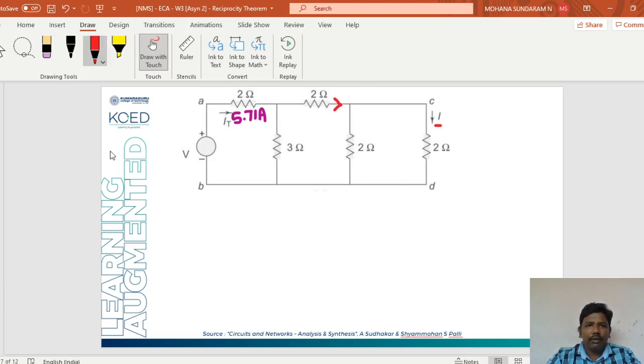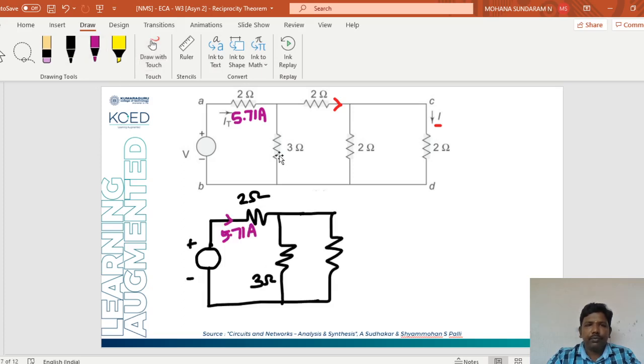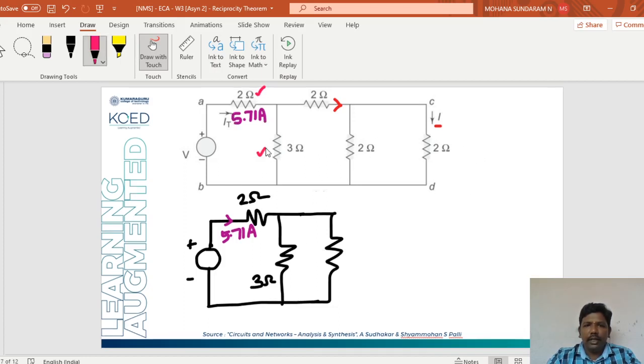How? Just see how I'm going to represent this. So I'm just representing the circuit like this. So that means I'm going to keep as such all these resistances, and then I'm going to combine these three. How to combine? You combine these two. These two are parallel. So 2 and 2 parallel means it will be 1 ohm, and that 1 ohm and 2 ohms are nothing but series. So you know it becomes 3 ohms.